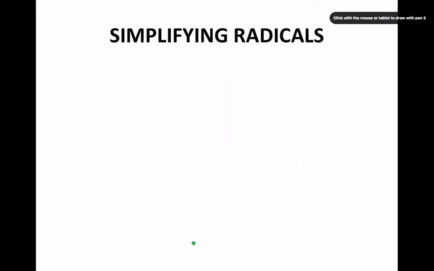Just like other concepts in algebra, we can simplify radicals. So we can put radicals in simplest form, meaning there's no other factors that can be taken out of the radical. Some rules for simplifying radicals is that no factors can be pulled out of the radicand.